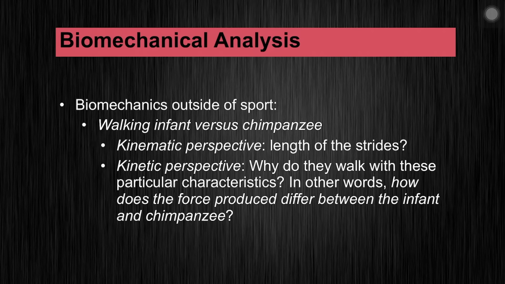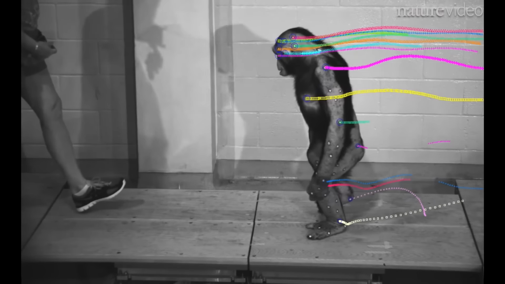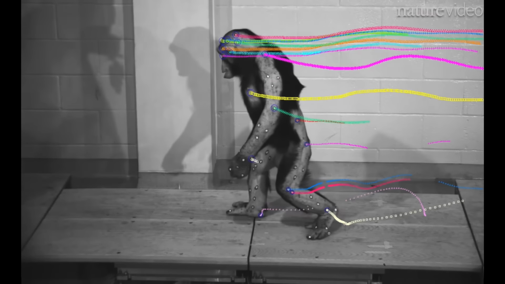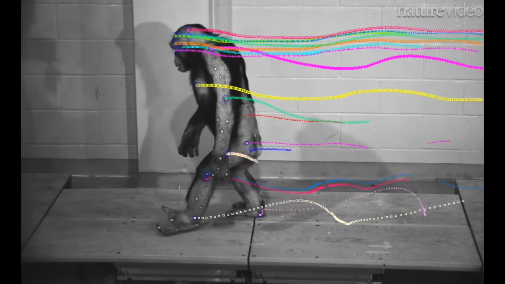So think about the normal gait cycle. Scientists in the realm of motor development, motor learning, and motor control might assess an infant versus a chimpanzee as far as their stride characteristics go. So from a kinematic perspective, what's the length or the distance of these strides?